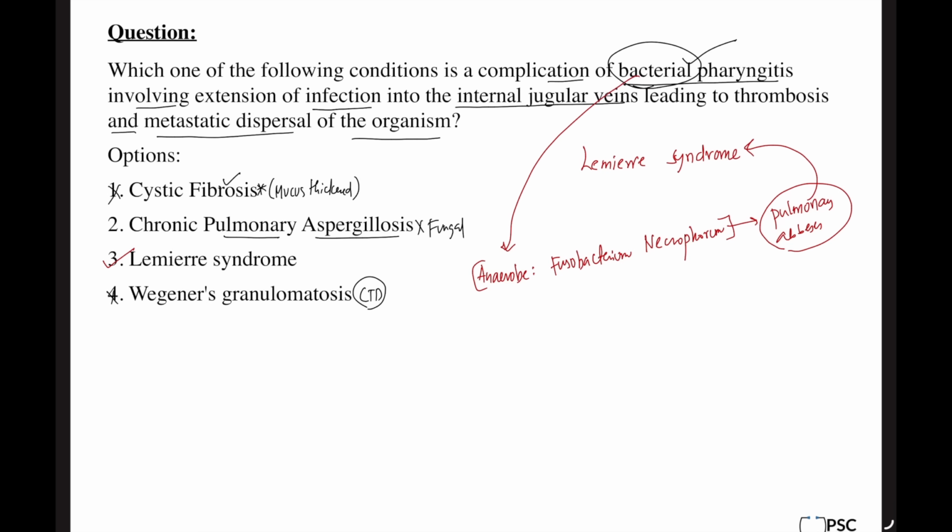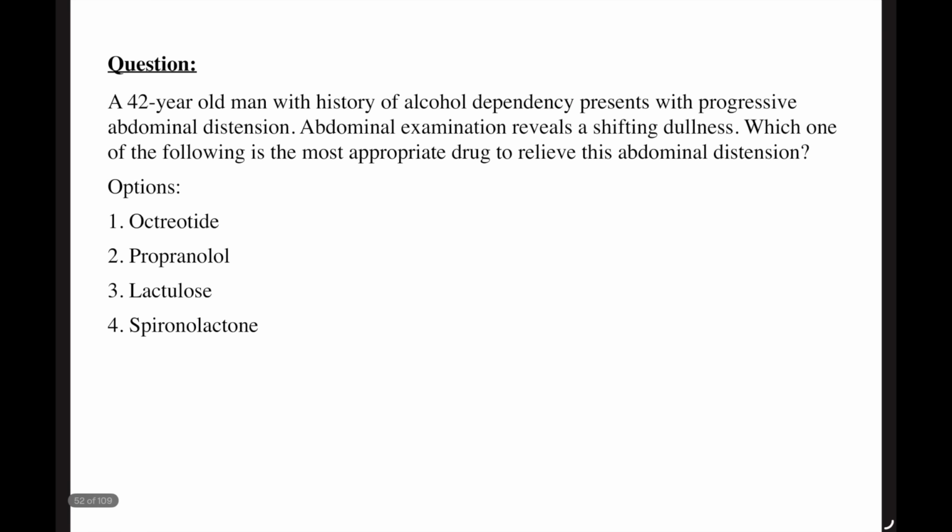What happens in these patients with sore throat, neck pain, hemoptysis, dyspnea? So this problem, bacterial pharyngitis, due to this organism, it causes pulmonary abscesses. Along with that, it also spreads to internal jugular veins, and it causes thrombosis and metastatic dispersal of the organism. So that is what is Lemierre syndrome.